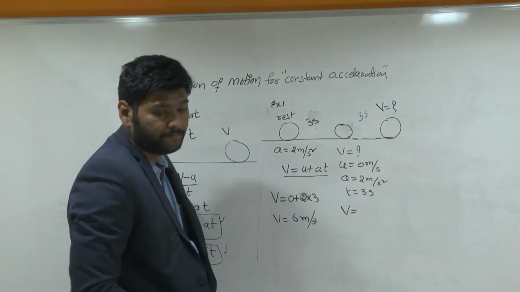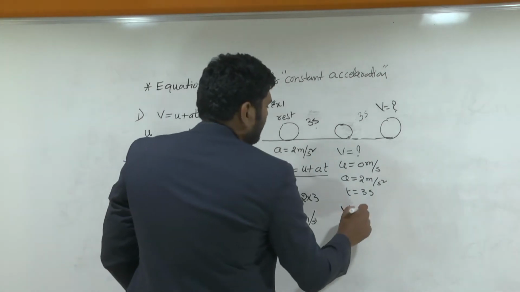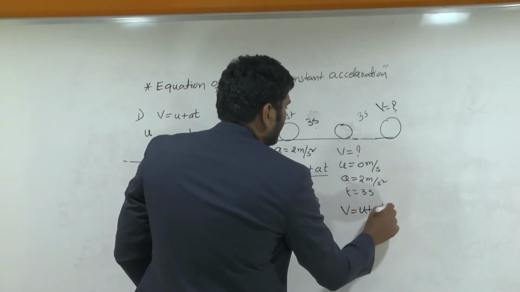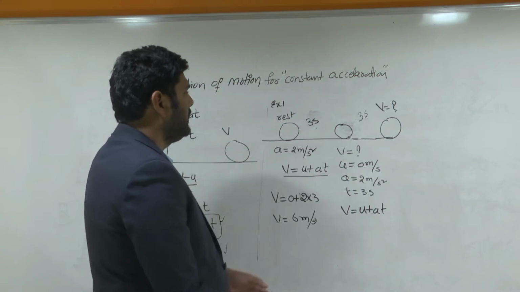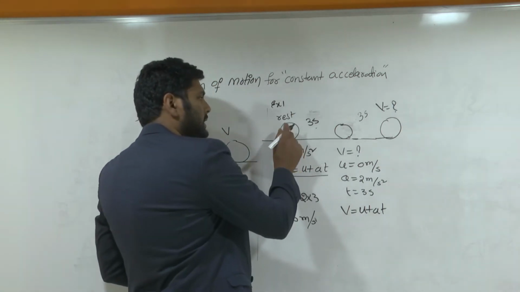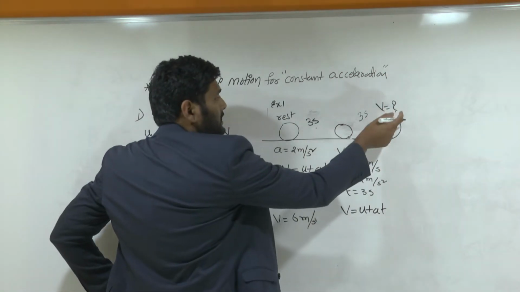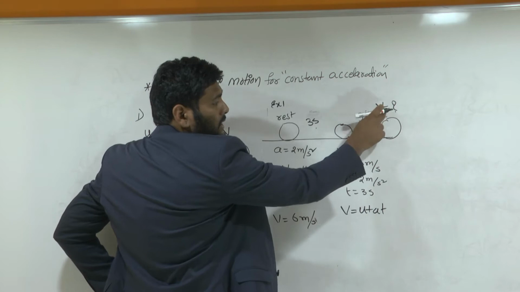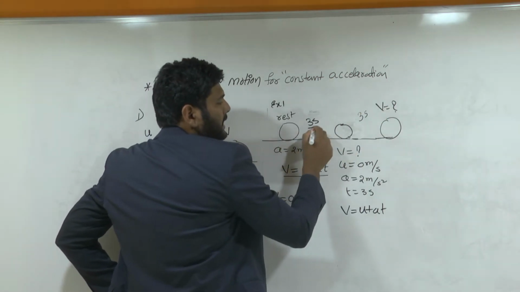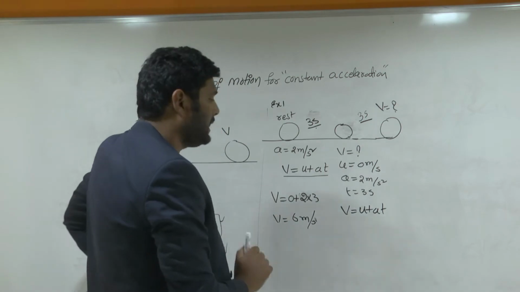Tell me. Yeah, exactly, you are right, very good. V is equal to u plus at again. But observe that in this situation, it is at rest position, 0 velocity, but after some time it has some velocity. But to reach this velocity, how much time has it taken? This 3 seconds plus this 3 seconds, 6 seconds of time we have taken.